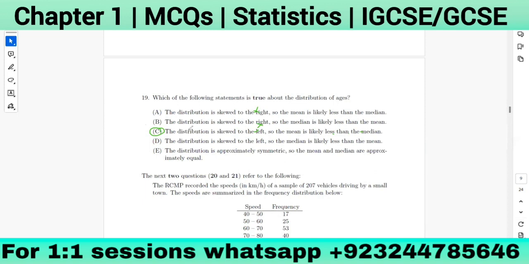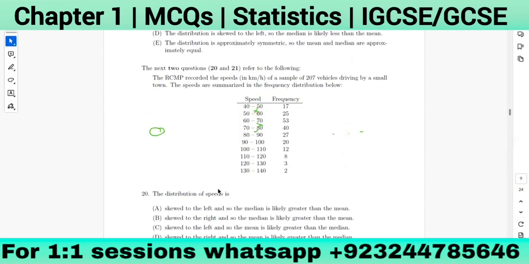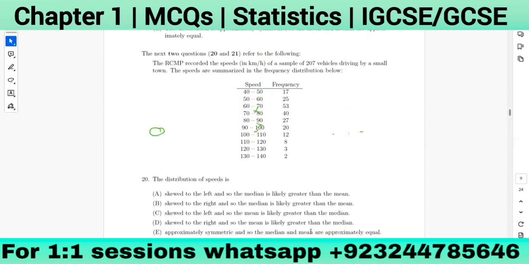Okay. Coming to the next question. The next two questions refer to the following. The RCMP recorded the speed of a sample of 207 vehicles driving by a small town. The speed is summarized in the frequency table below. The distribution of the speed is, now again we need to find the distribution. Again write A, B, C, D because it will help us a lot.